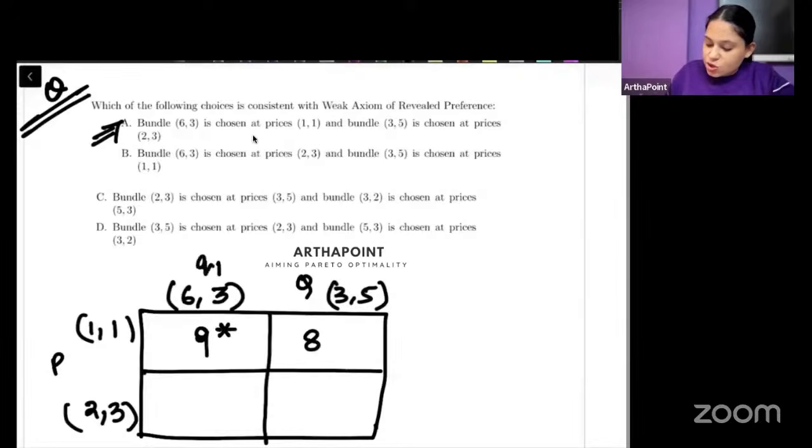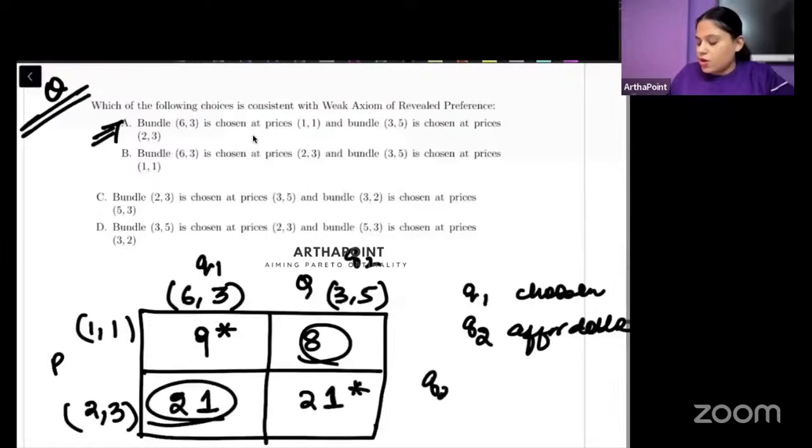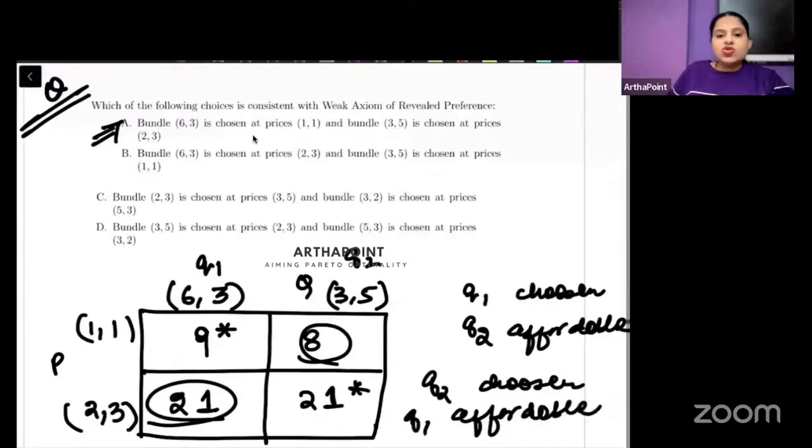So I can name this as Q1 and Q2. So when Q1 is chosen, Q2 is affordable. So I'll circle this. 6 plus 2, 12 plus 9, 21. 6 plus 15, 21. This is chosen. This is affordable. So when Q2 is chosen, Q1 is affordable. So when Q1 is chosen, Q2 is affordable. When Q2 is chosen, Q1 is affordable. That means it violates WARP.